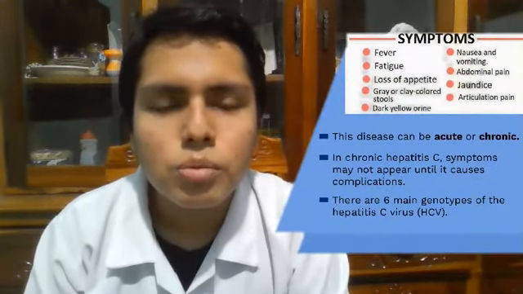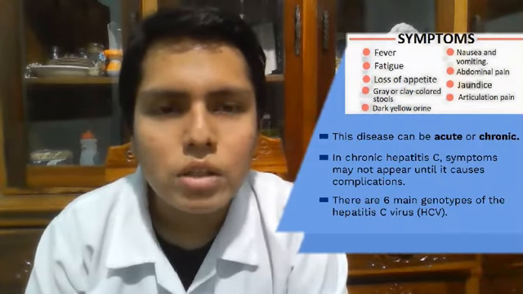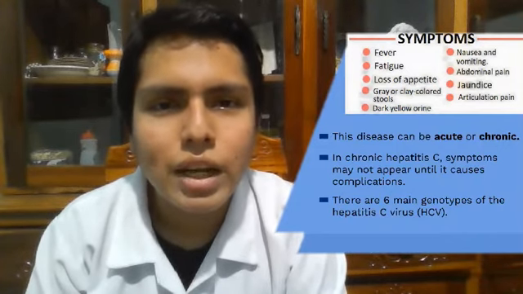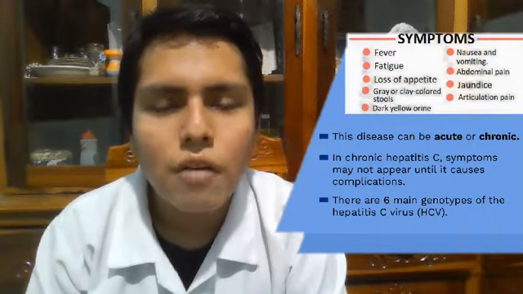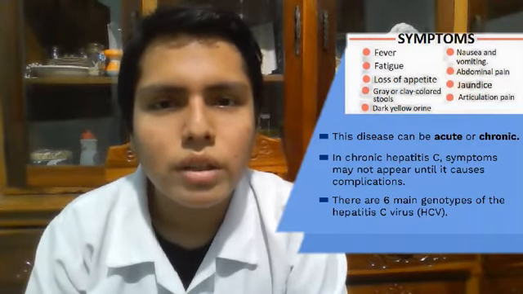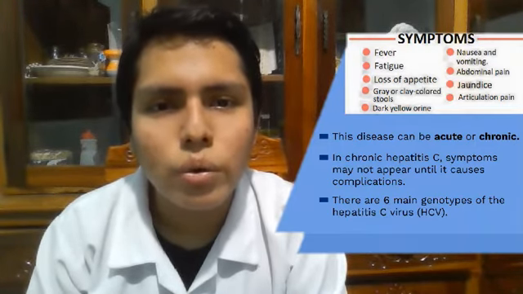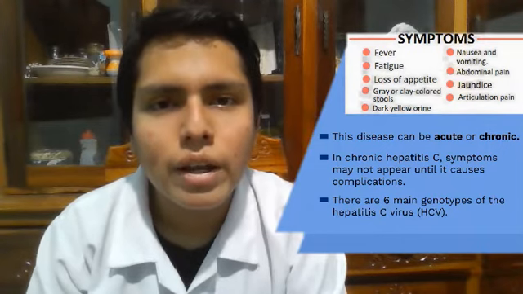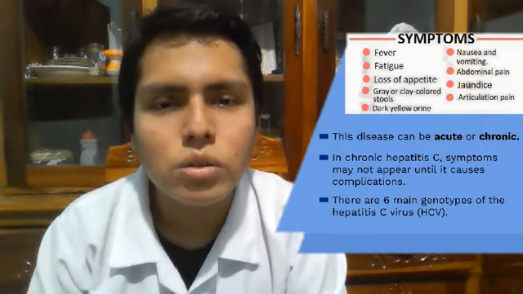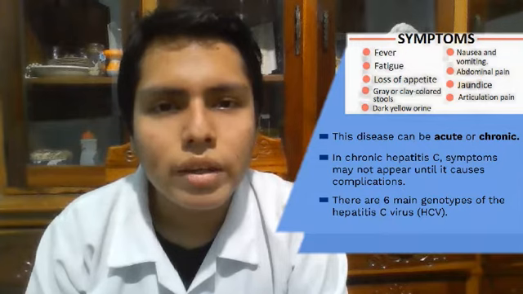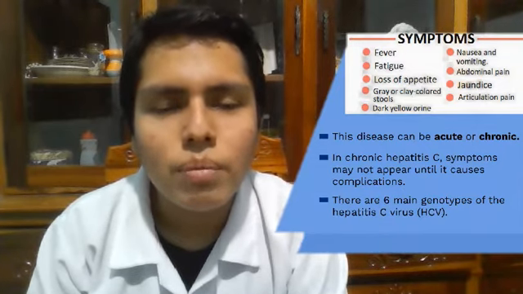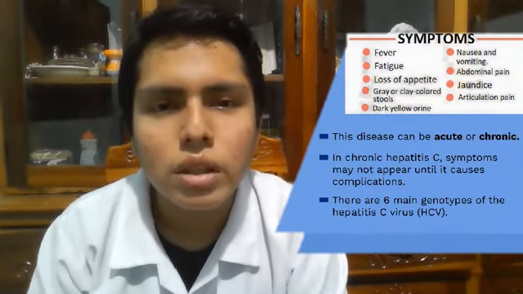About symptoms, most people with hepatitis C don't have them. Some people with acute hepatitis C have symptoms 1 to 3 months after being exposed to the virus. The symptoms can include dark yellow urine, fatigue, fever, clay or gray colored stools, articulations pain, loss of appetite, nausea and vomiting, abdominal pain, and jaundice.